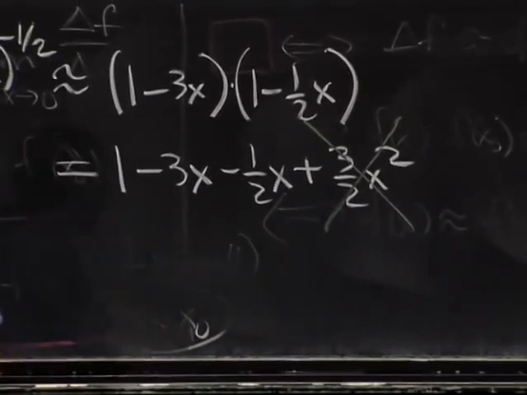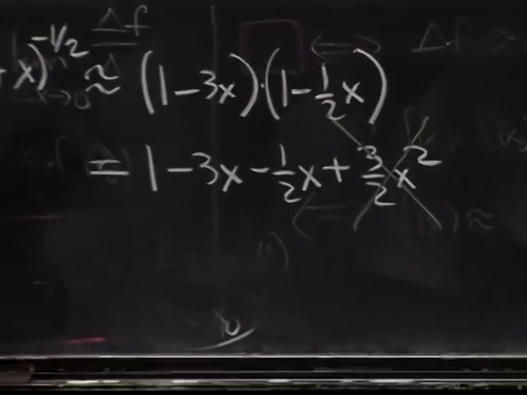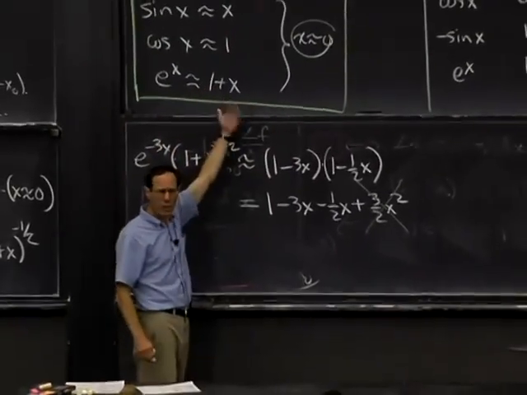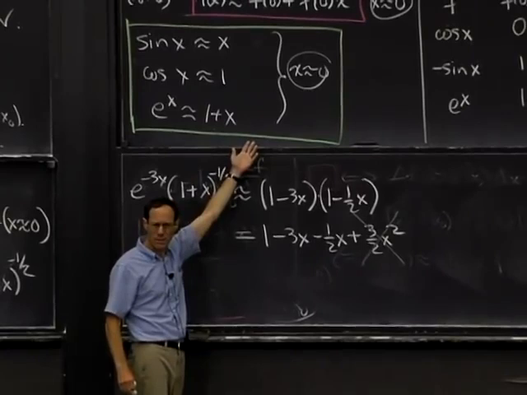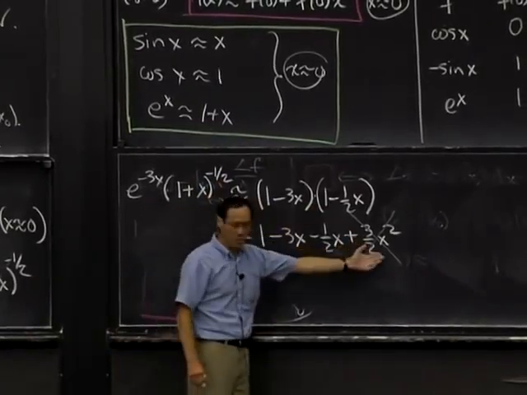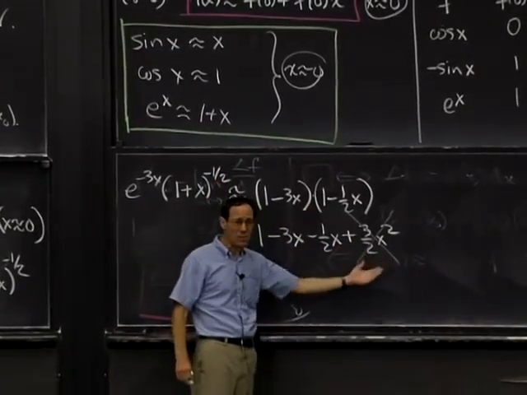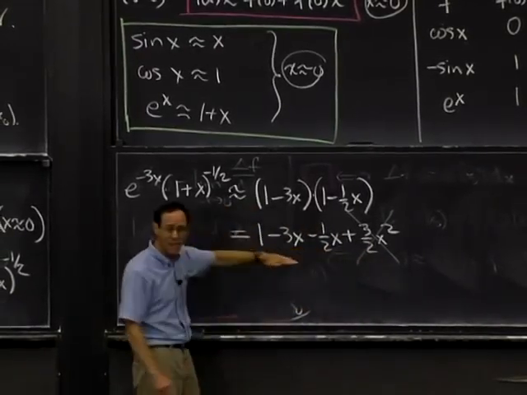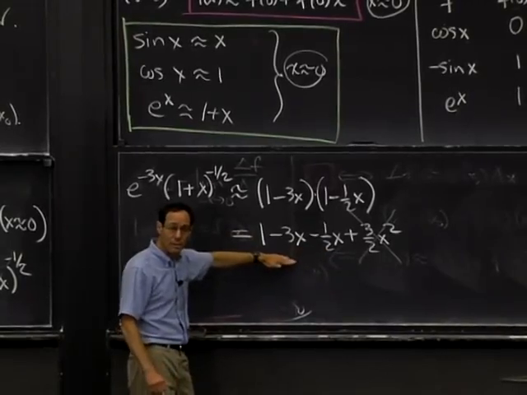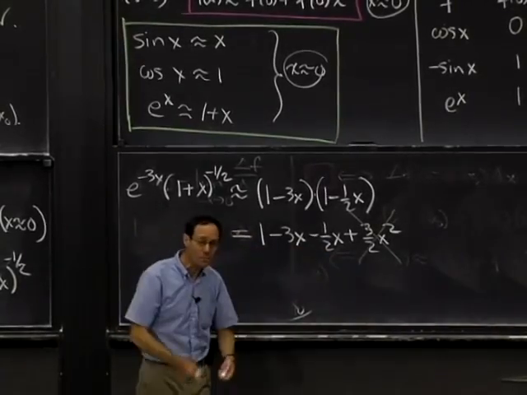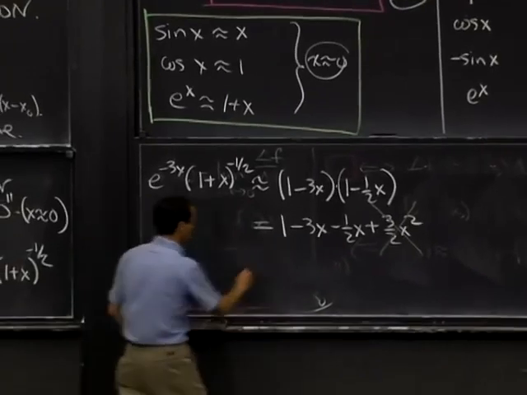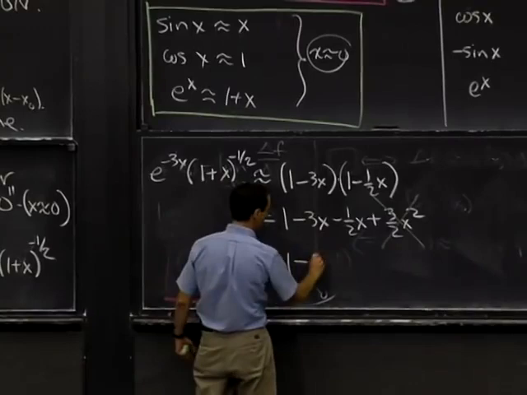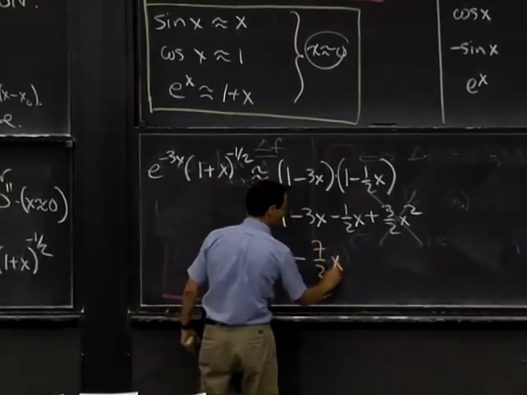So the reason is that already when I passed from this expression to this one, that is from this type of thing to this thing, I was already throwing away quadratic and higher order terms. So this isn't the only quadratic term. There are tons of them. I have to ignore all of them if I'm going to ignore some of them. And in fact, I only want to be left with the linear stuff, because that's all I'm really getting a valid computation for. So this is approximately 1 minus, so let's see, it's a total of 7 halves x.